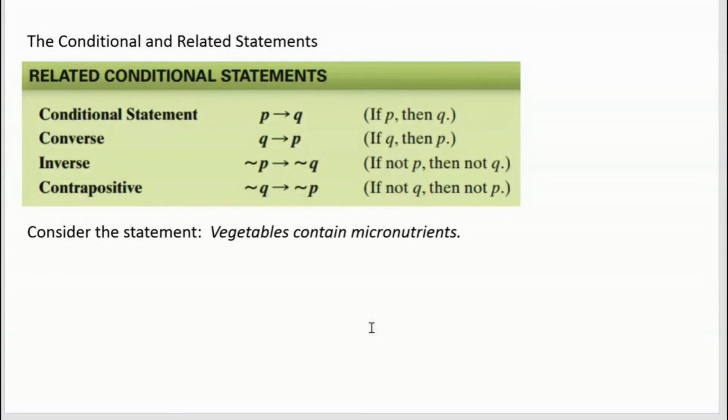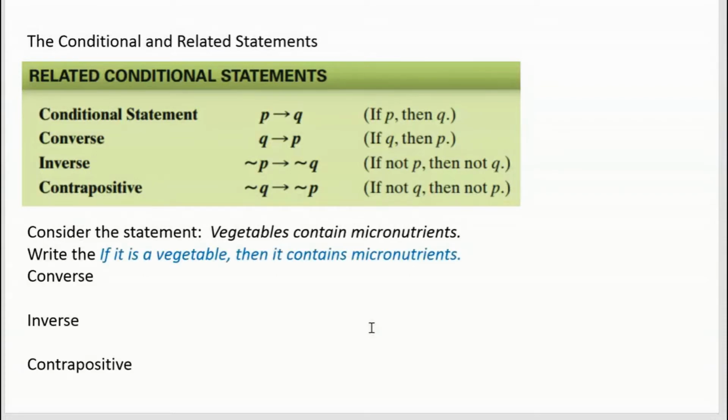I think so. If it is a vegetable, then it contains micronutrients. That's really what this is saying, right? Vegetables contain micronutrients. So if you have this thing and it's a vegetable, then it contains micronutrients. It's saying exactly the same thing. So we can write this as an if-then statement. And there it is. If it is a vegetable, then it contains micronutrients.